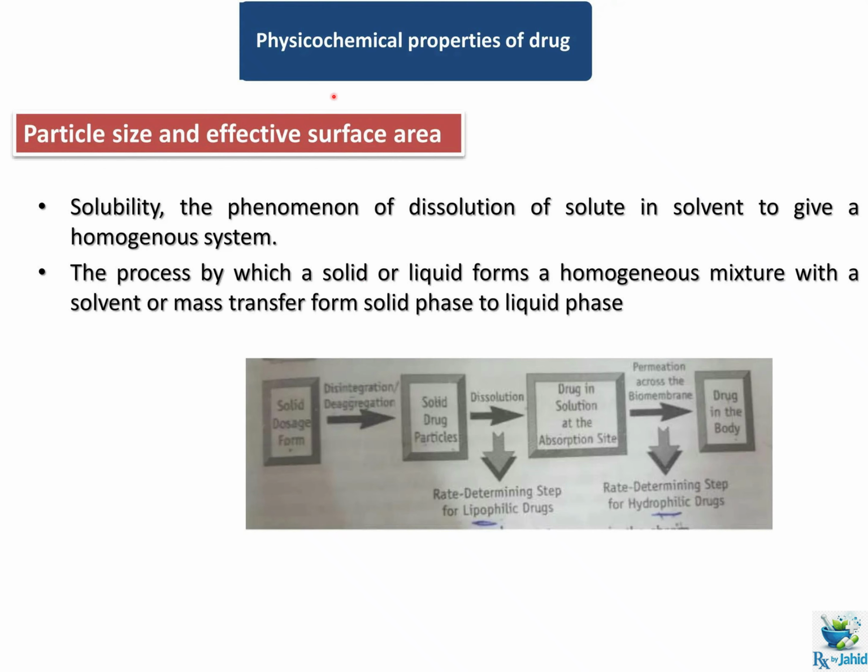So let's start with physicochemical properties. First of all, particle size and effective surface area. As we have already said, reducing the particle size will enhance the surface area, and this will ultimately give rise to better absorption. Solubility is the phenomenon of dissolution of a solute in a solvent to give a homogeneous system, the process by which a solid or liquid forms a homogeneous mixture with a solvent, or mass transfer from a solid to liquid phase.